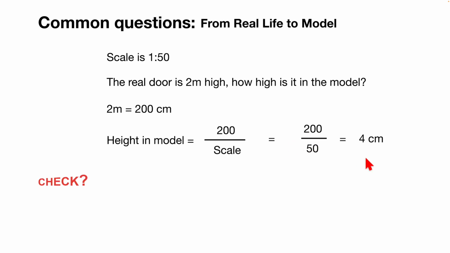And of course, you know me, we can check this. Let's work out, if the model height is 4 centimeters, what's the real height of the door? So 4 times 50 is 200. So we're back to the 2 meters. Perfect. So what do we do? We convert, first of all. Let's get into something simple, and normally centimeters does it. And then we apply the scale. In this case, dividing by the scale to go from real life down to the model.